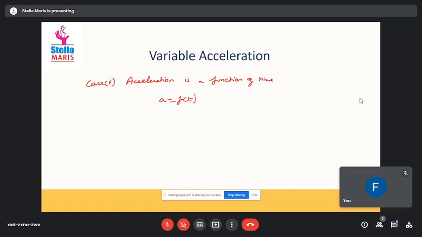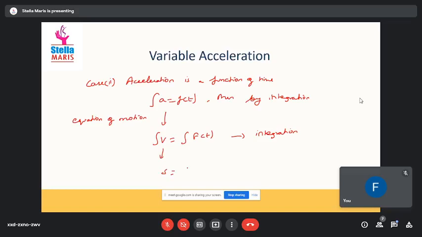If a given equation of motion has acceleration as a function of time, that is a is equal to f of t, then by integration we get what? If I integrate acceleration, what do I get? Velocity, right? Then by further integration, what will I get? If I integrate velocity, what will I get? Displacement. Okay. So you guys remember this, what we have learned in yesterday's class?